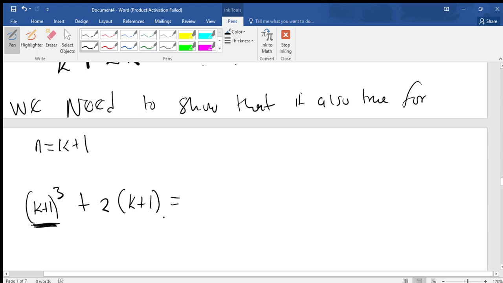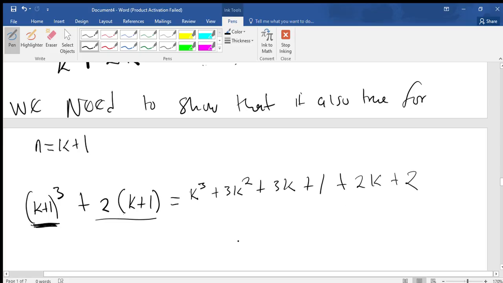Then what are we going to have? We're going to have k power 3 plus 3k squared plus 3k and then plus 1. So when you expand this, you have something of this nature. This is coming 3 times. And then plus 2k plus 1, we expand this again. We're going to have plus 2k plus 2.